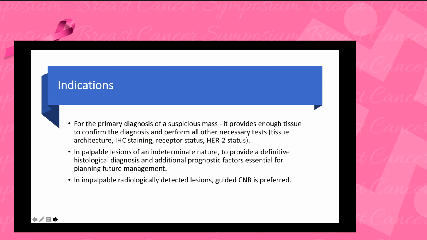Now, when would you do a needle core biopsy? When we have a suspicious mass, it provides enough tissue for us to confirm the diagnosis, and we are able to do necessary tests, immunohistochemistry, to confirm that we actually have invasion, when we do markers looking at the absence or presence of myoepithelial cells, your receptor status, which is your ER and PR, and your HER2 status. I'll talk about this later on. And in palpable lesions of indeterminate nature, here we are also able to provide a definitive diagnosis.